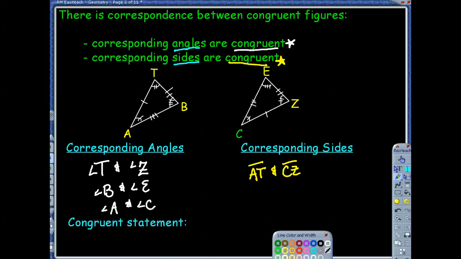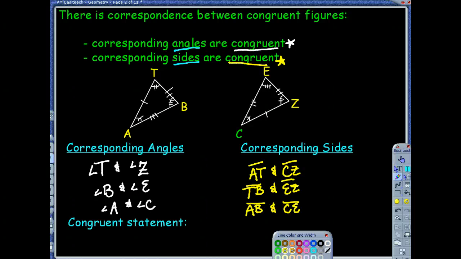Segment TB and then segment EZ. And then finally, segment AB and segment CE. So with 2 triangles, will we always end up with 6 congruent parts? Sure, basically, because if all the corresponding angles are congruent, there are 3 angles in each, and all the corresponding sides, there are 3 sides in each triangle as well.